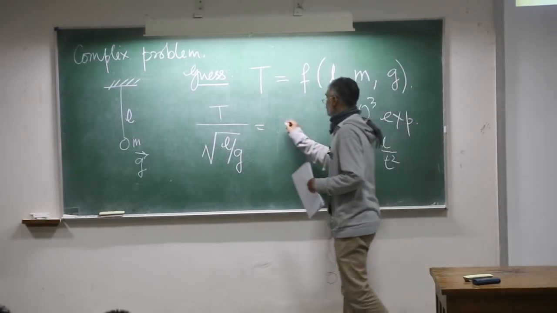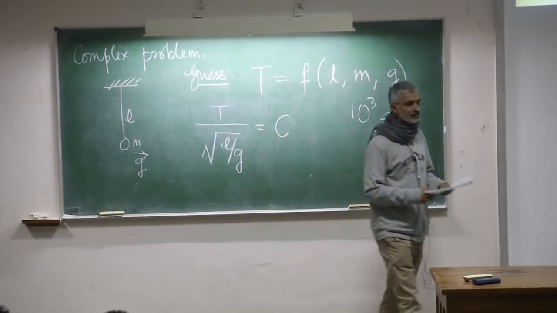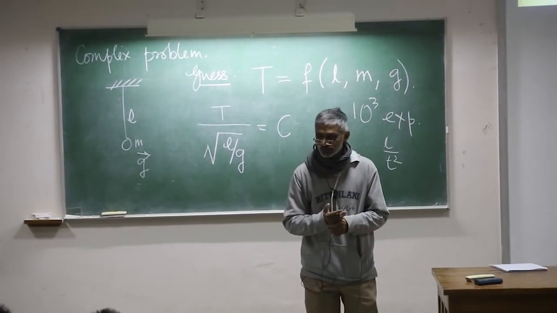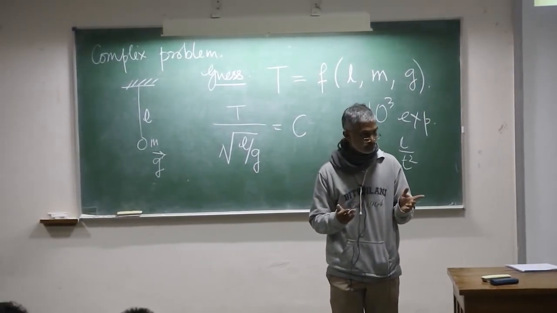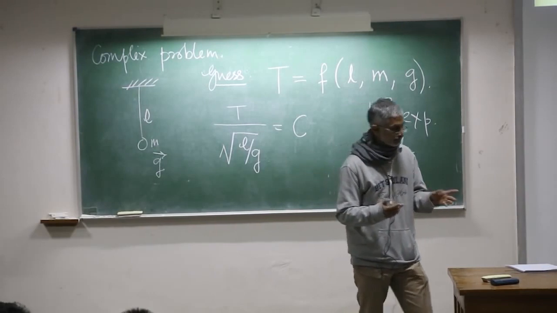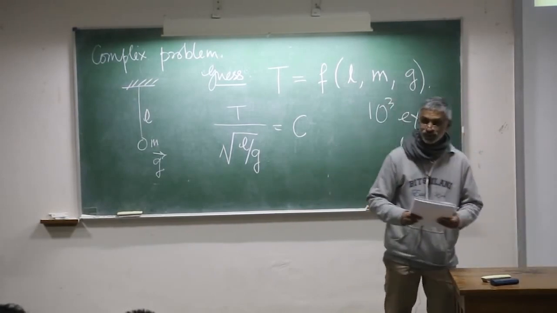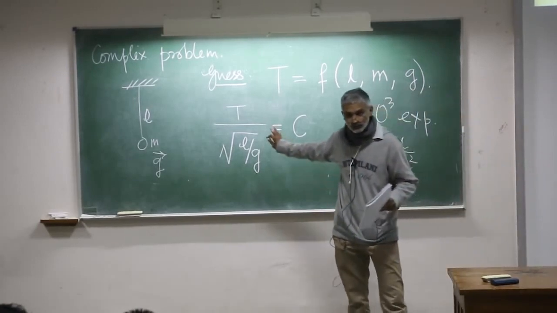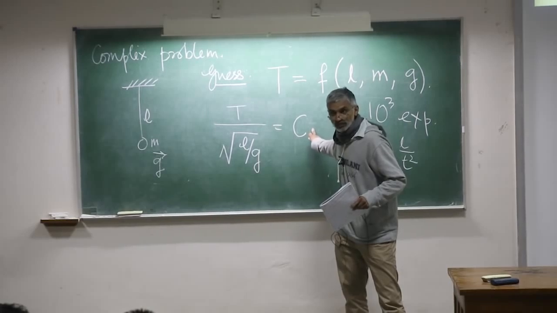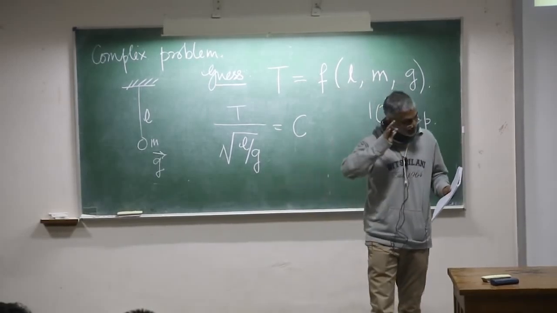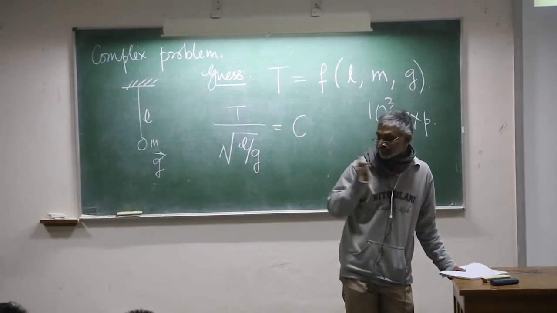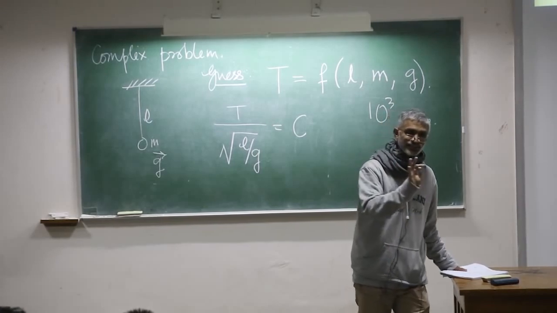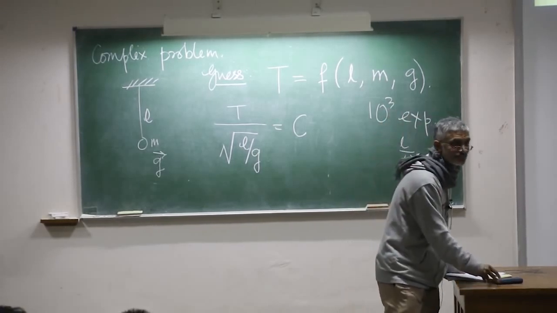Having come to this stage, how many experiments do you have to perform? Just one, and you got your answer for every planet. Right? With just one experiment. Please keep in mind, nothing you can do with this sort of argument will give you the value of C. C can only be got from experiments.